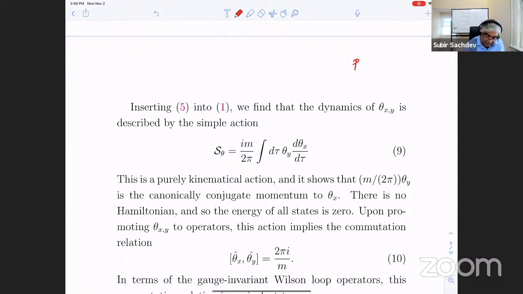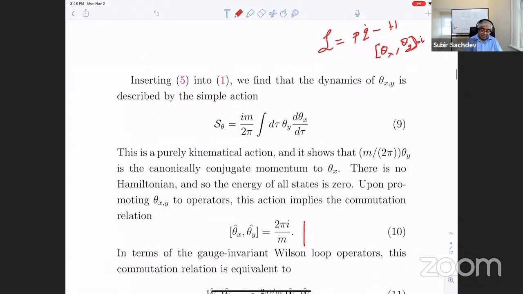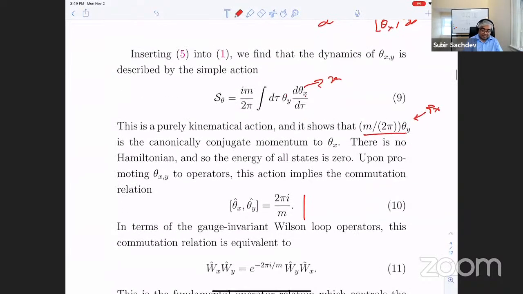So the usual action is p q dot minus h. That's your usual Lagrangian. So this tells us that theta x and theta y have a Poisson bracket or a commutator. The commutator of theta x and theta y is I times 1 over this coefficient, which is right here, okay, 2 pi I over m. So this tells us that if you think of theta x as your coordinate, then the momentum is whatever is left over, which is m theta y over 2 pi. So this combination is like a p. This is like px. And theta x is just x. Okay, so then the commutator of x and p is I h bar. Here h bar is 1. And that's how you get this relation.